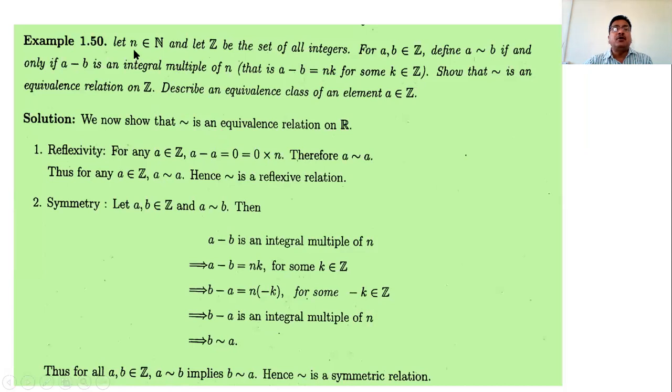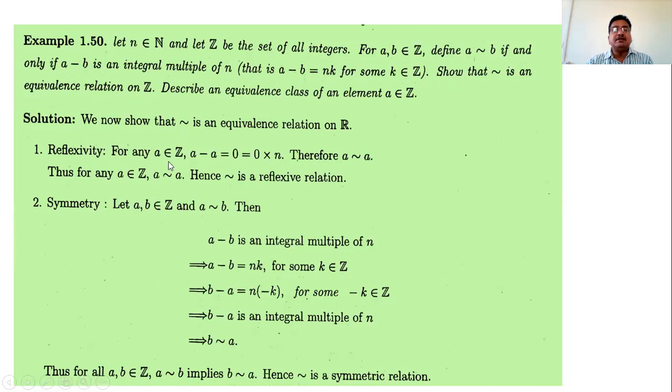One more example from Z. Let Z be the set of all integers, and a, b are elements of Z. We say a is related to b if a minus b is an integral multiple of n, that is, a multiple of n. What does it mean that a minus b is a multiple of n? It means a minus b can be expressed in the form n into some integer k, where k belongs to Z. This is the definition, and we have to show this is an equivalence relation on Z.